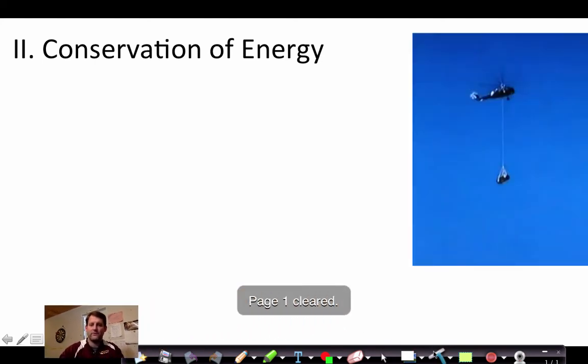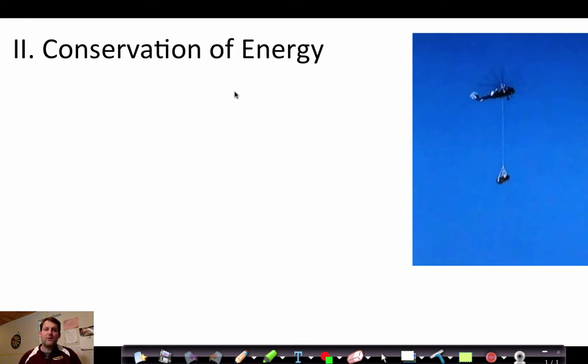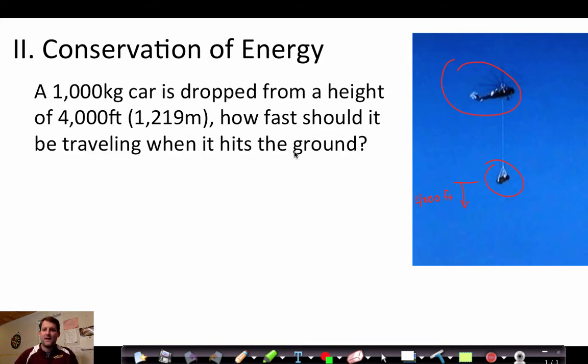All right, let's put it to use. So we've got this helicopter here, and it's got a car attached to the bottom of it, and this car is 4,000 feet above the surface of the earth. It's a bad day for the car because, as you probably guessed, they are going to drop it. This is a Mythbusters episode. They're going to drop this car and let it smash into the ground. So the question here is, how fast should the car be traveling when it hits the ground? Let's look at it.